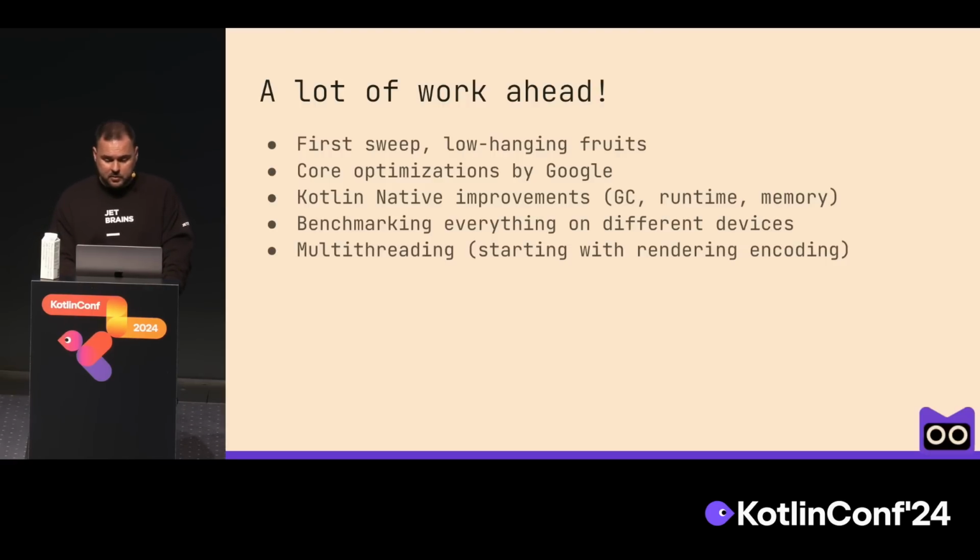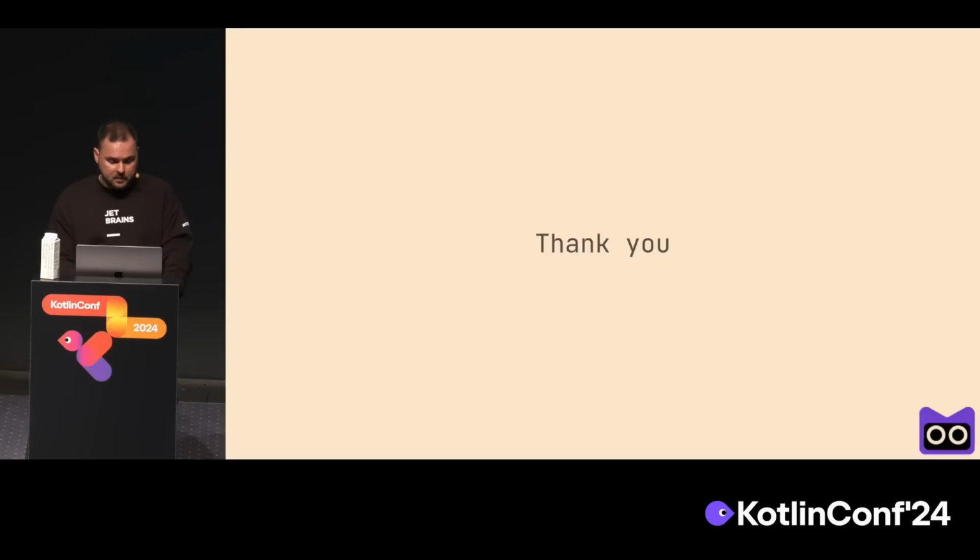We've got a lot of Kotlin/Native improvements incoming, such as concurrent garbage collection, a lot of runtime improvements, allocations, etc. So we are going to set up benchmarking and benchmark everything on different devices. And we will also do more attempts at multi-threading, and we will certainly start with proper render encoding on a separate thread. Thank you.